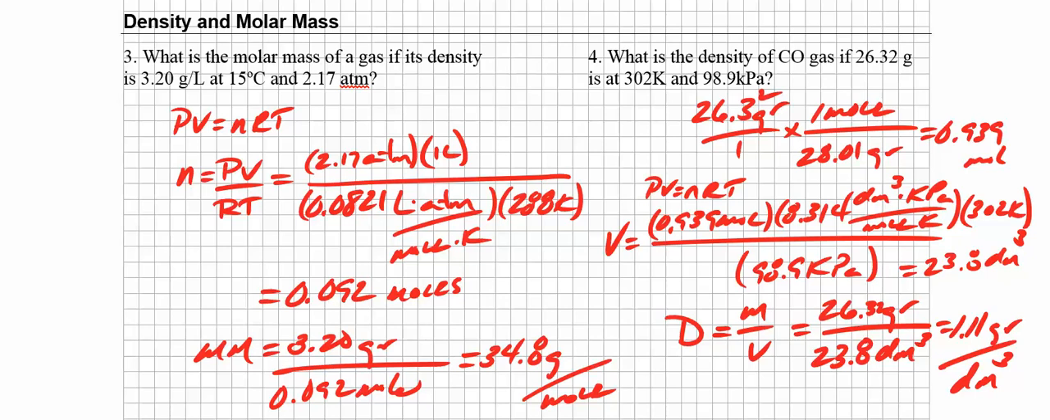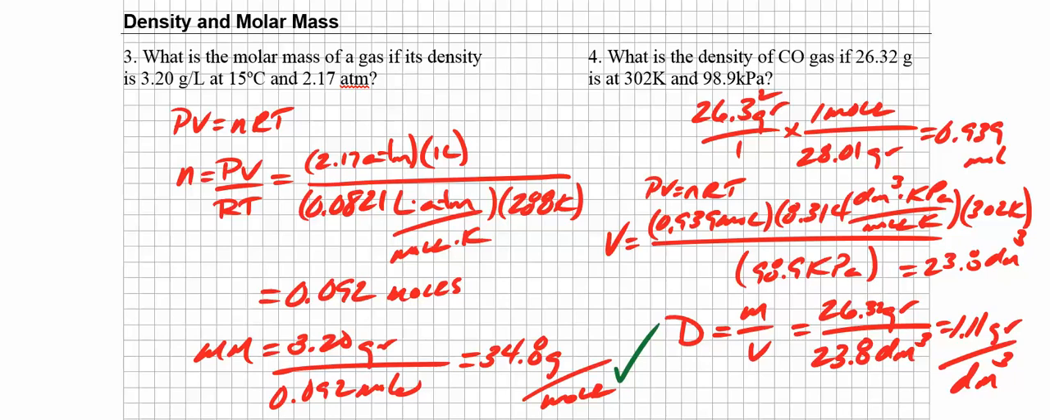That is the molar mass of this unknown gas. So we've determined it using the density in grams per liter, 34.8 grams per mole. Let's look at number 4. What is the density of CO gas if 26.32 grams is at 302 Kelvin and 98.9 kilopascals?